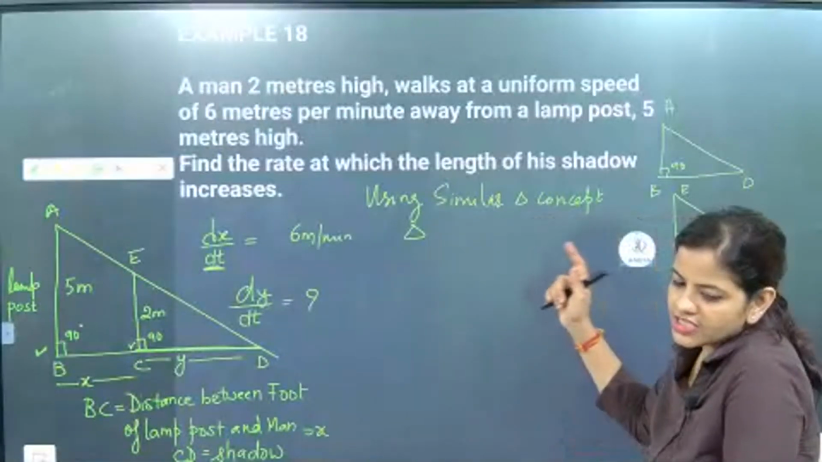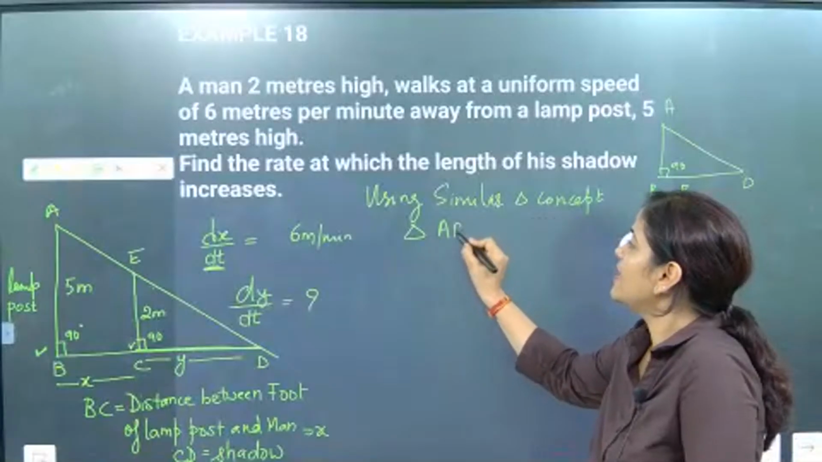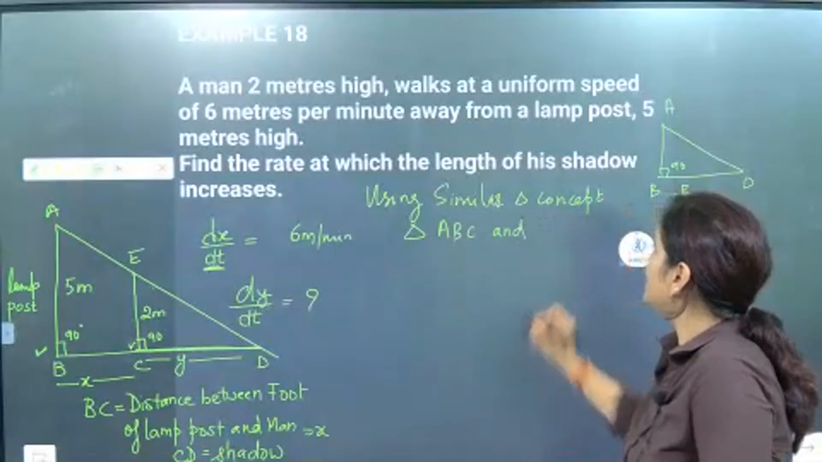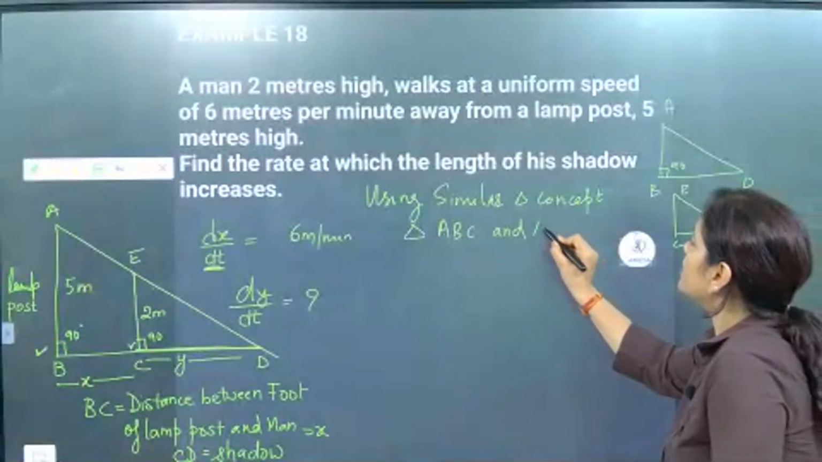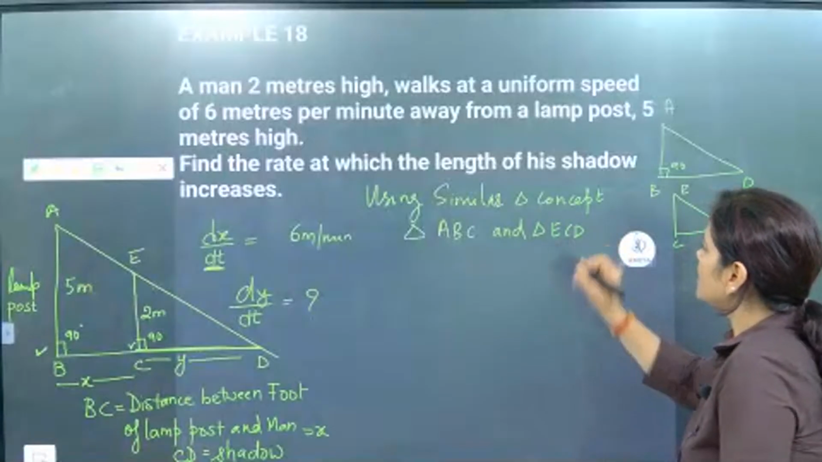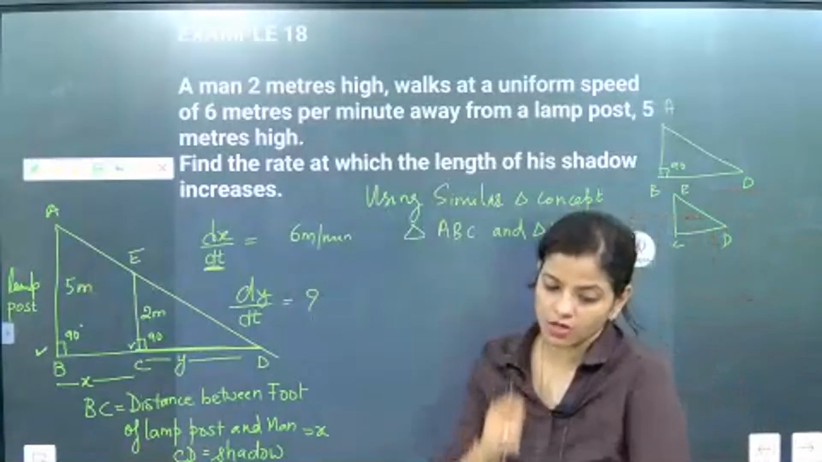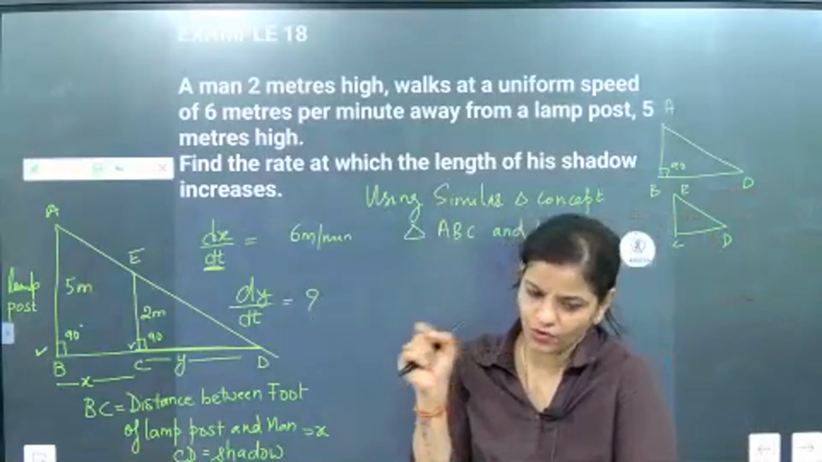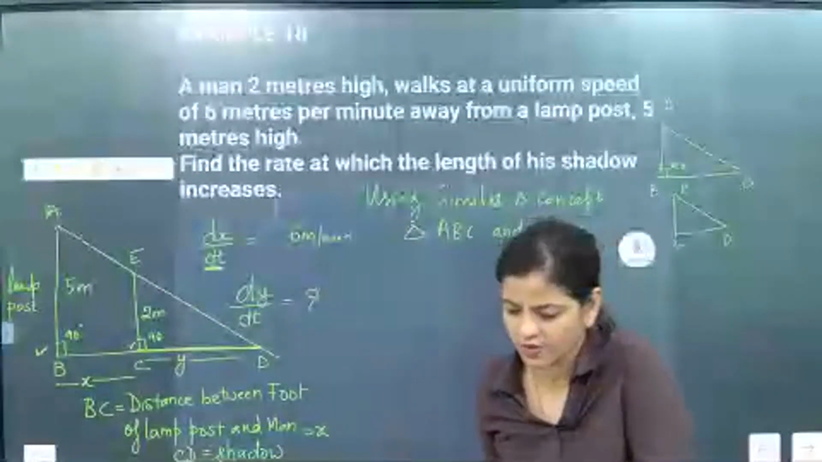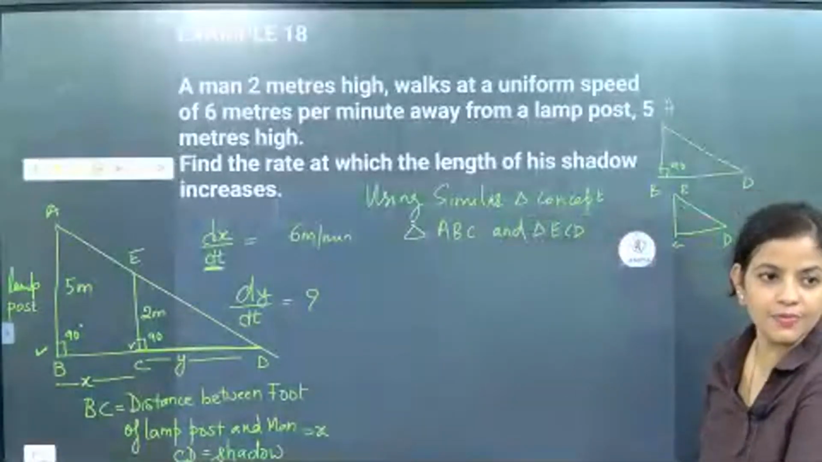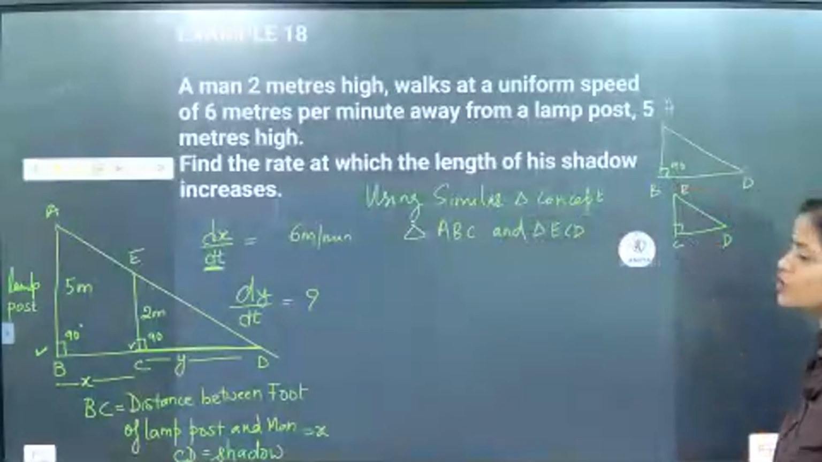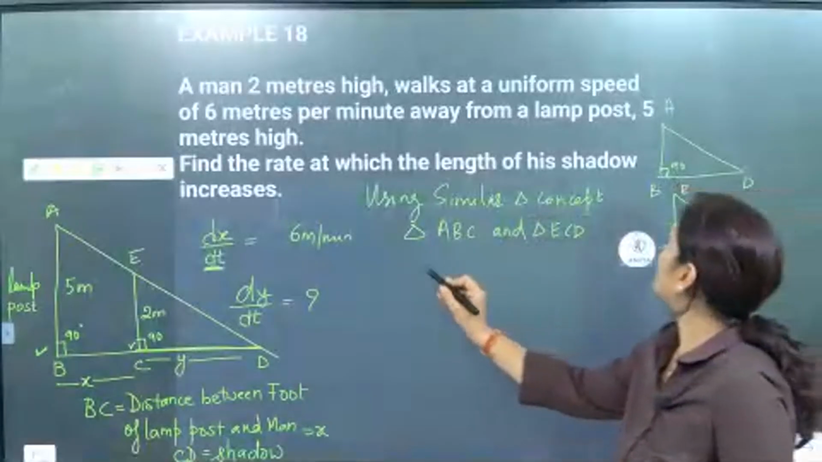Okay, so using similar triangles, which triangles have I taken? Triangle ABC, and another triangle, which triangle have I taken, beta? Triangle ECD. Now beta, the similar triangle concept says that if two parts are made equal, the triangles become similar. So we are going to use that concept. This is 90 degrees and this is also 90 degrees. So what will we write?